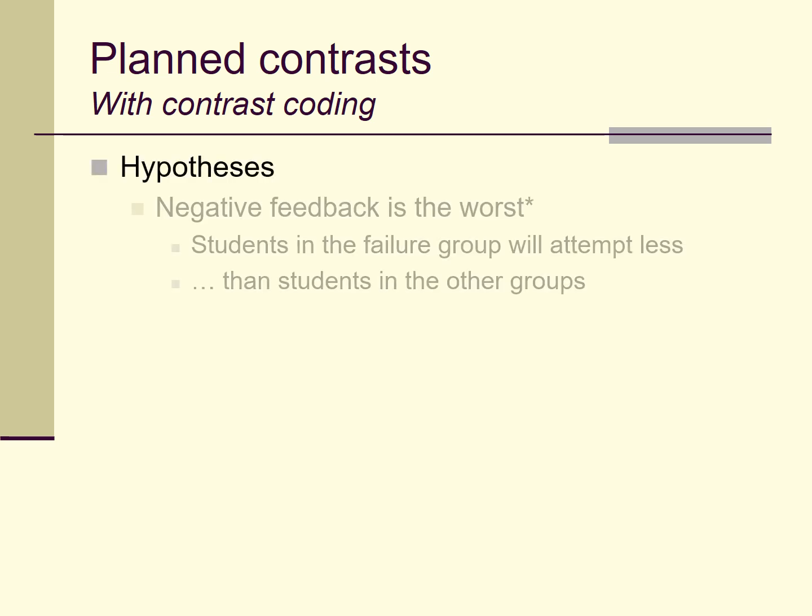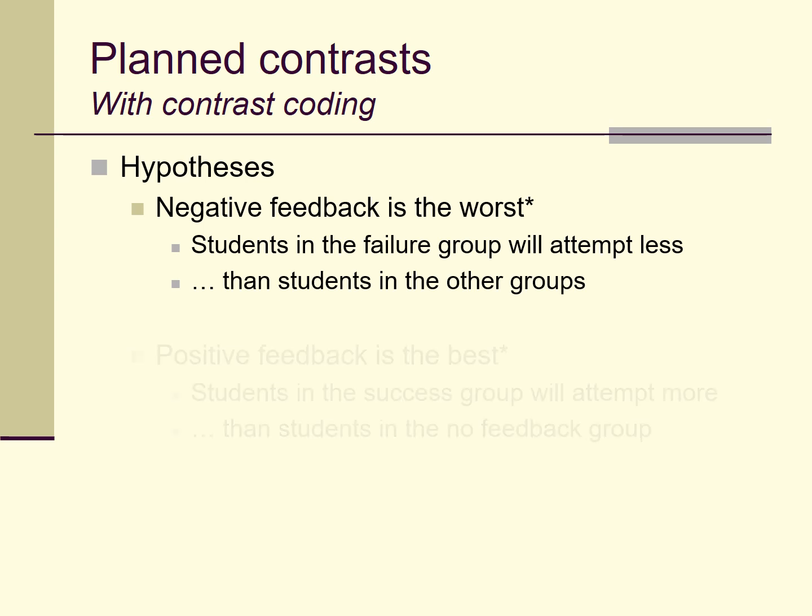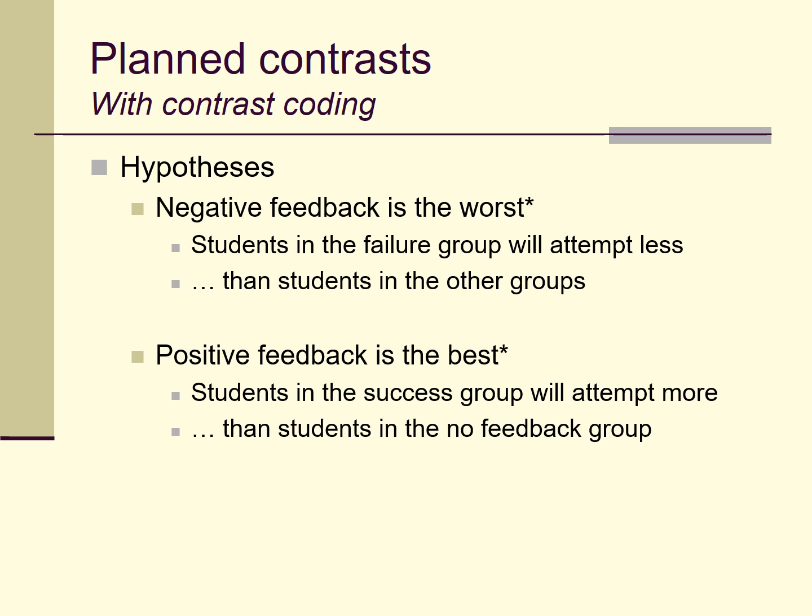So the first hypothesis might be something like negative feedback is just bad. To be a little bit more clear, we might predict that students in the failure group, students who are told they're doing poorly or getting these problems wrong, will just attempt fewer of them than students in either of the other two groups. Then we might have another hypothesis that's something like positive feedback is the best. And again, to be a bit more clear, we might say students in the success group will attempt more problems than students in the no feedback group.